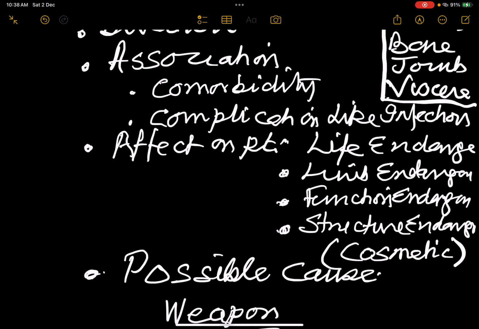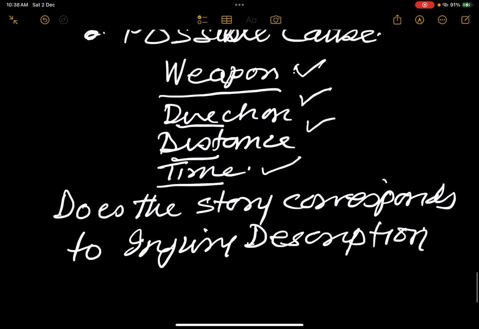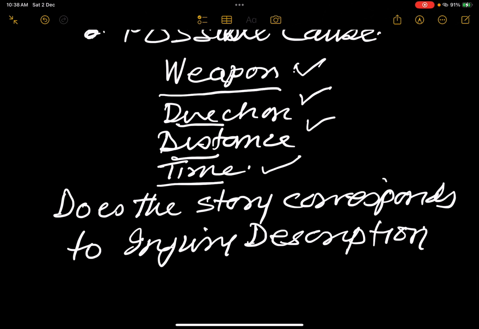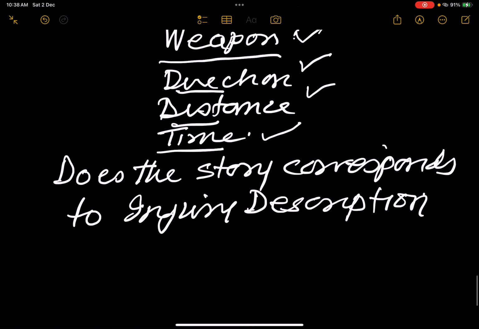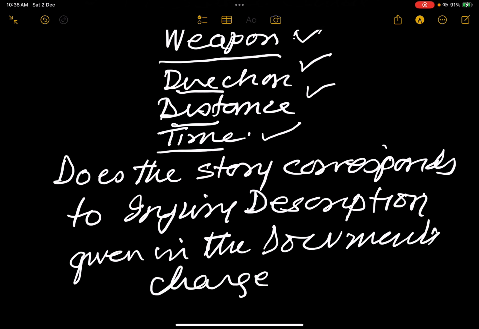And what is the possible cause of the injury? That means which weapon, what direction, what distance, how old, what is the possible time when the weapon was used. And does the story correspond to the injury description given in the documents, especially the charge sheet? So this is about injury.